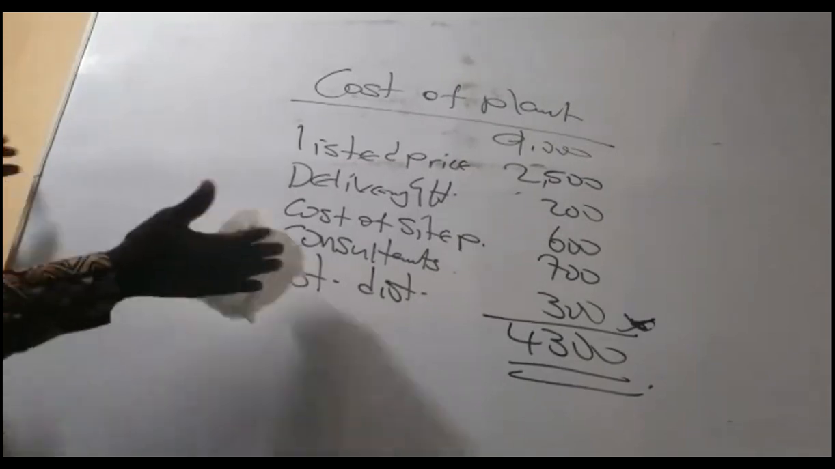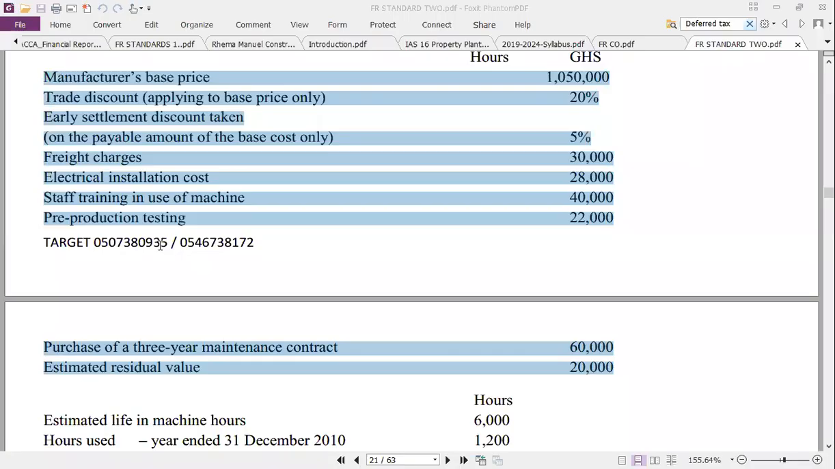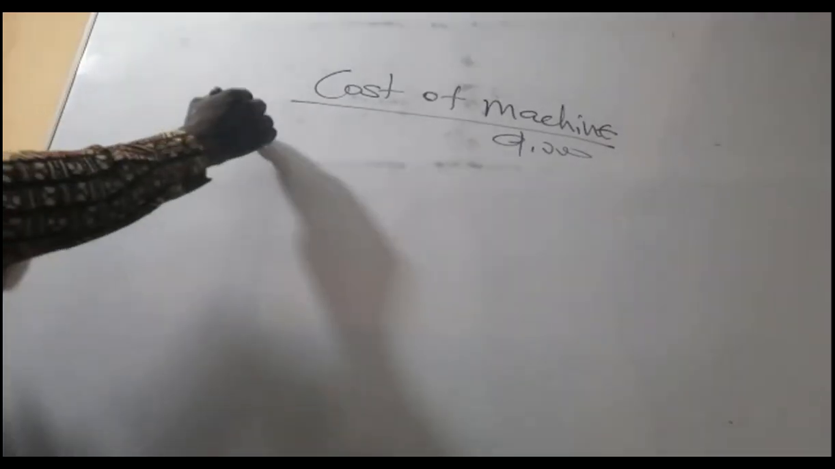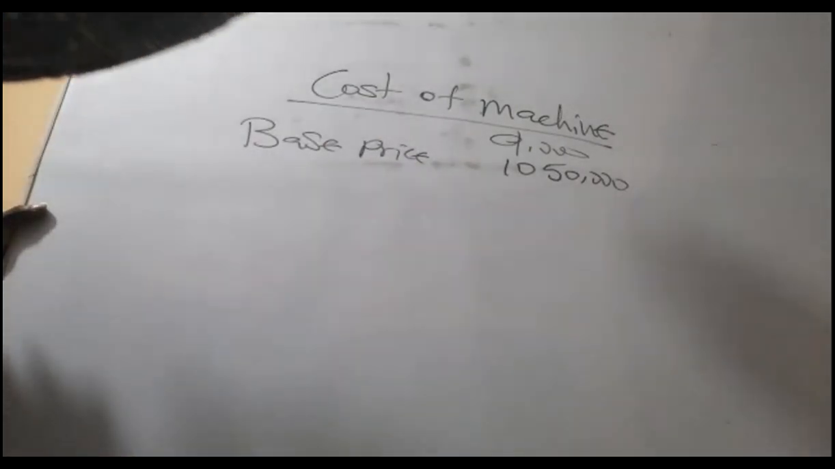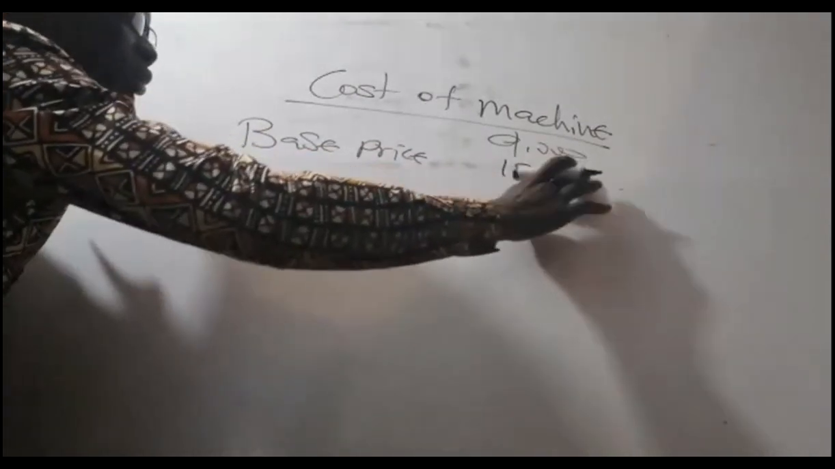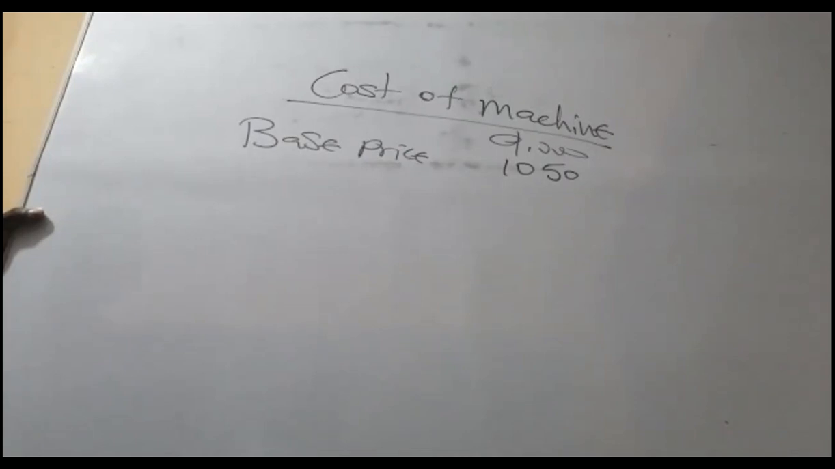Now let's try. I asked for the cost of the machine, not the plant. So the cost of the machine, in thousands. First, the first item on the list: manufacturer's base price, 1050. That will be part of the cost, right? So I'll put the base price here, 1,050,000, which means three zeros. So it's 1050. And the next item on the list.